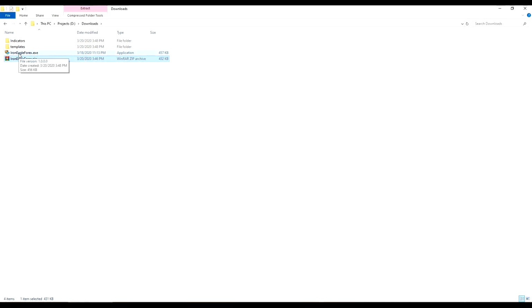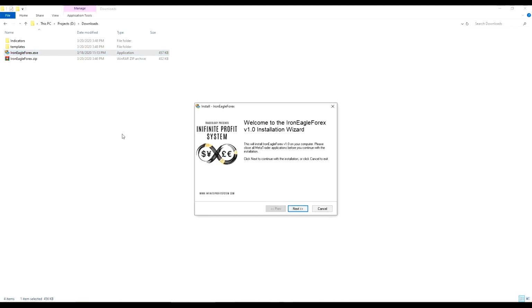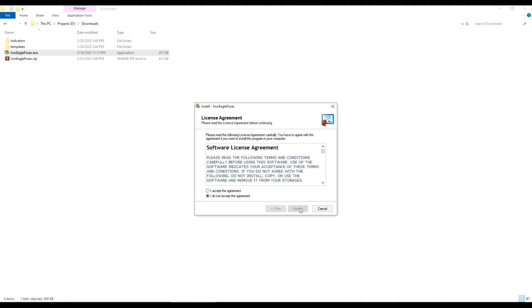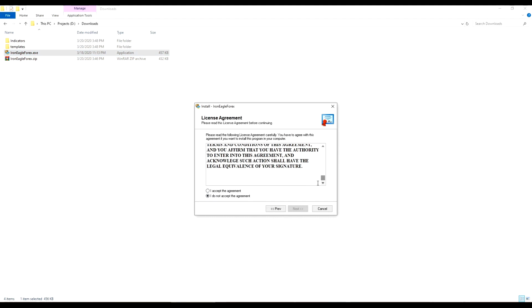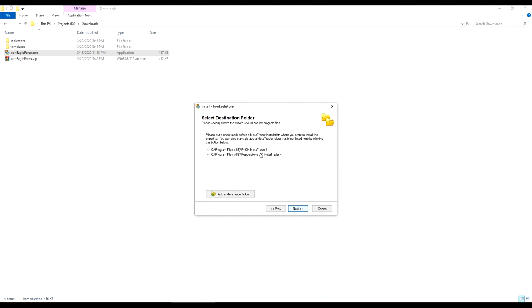So just double click on Iron Eagle Forex. And then when it opens up, just follow the instructions. So in this instance, I'm just going to click Next. Then I get to the license agreement. We can scroll through that and then click Next by accepting it. Okay, and then we'll see we have a destination folder and you can select which MetaTrader 4 system you'd like to install this on. You may have one, in this case there's 2, and you can simply select each of them. It will show you by default which platforms you have on your PC.